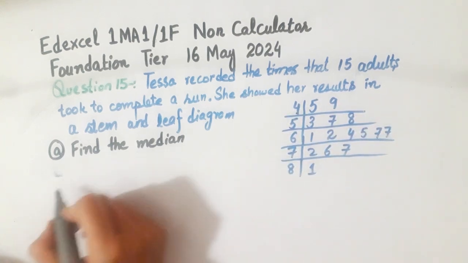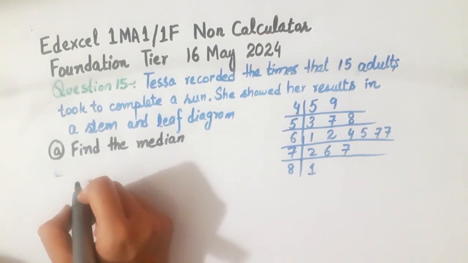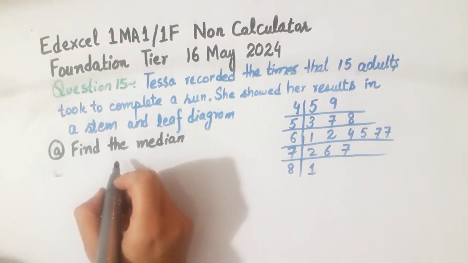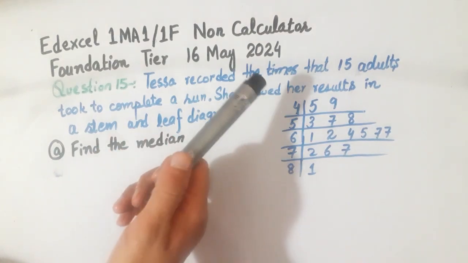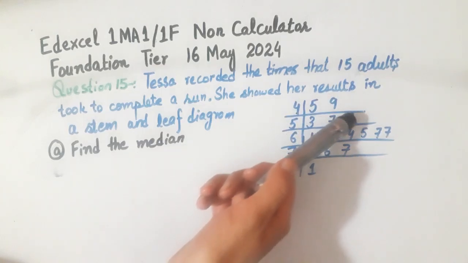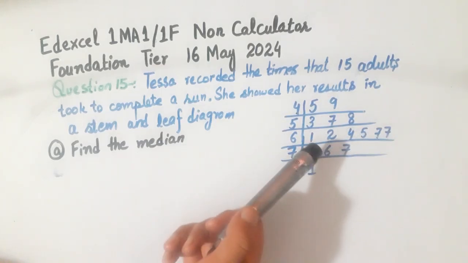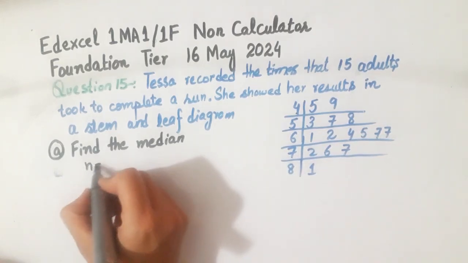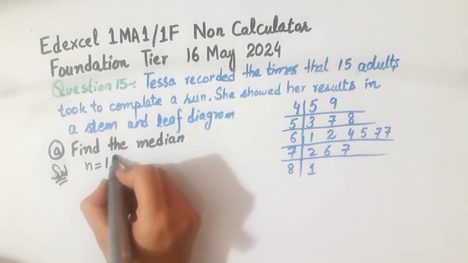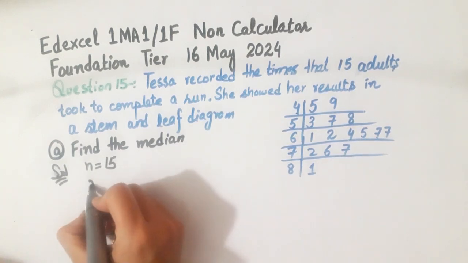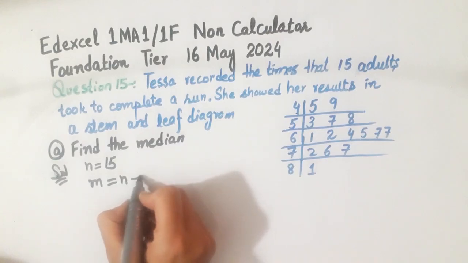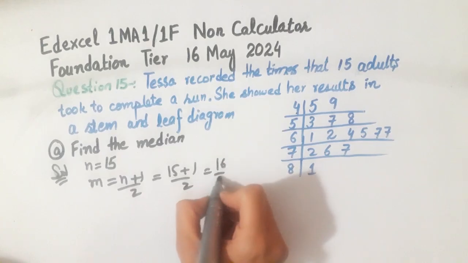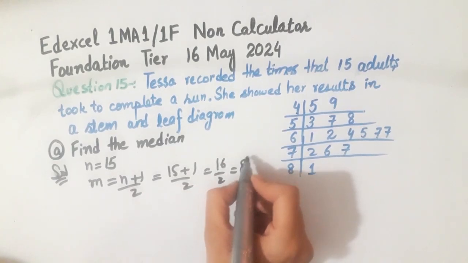Now first of all, we will find the median. The formula of median: the total number of terms is 1, 2, 3, 4, 5, 6, 7, 8, 9, 10, 11, 12, 13, 14 and 15, so n equals 15. This is an odd number, so the formula for the median of an odd number is n plus 1 divided by 2. That means 15 plus 1 divided by 2, 16 by 2, that equals 8. So it means the 8th term.